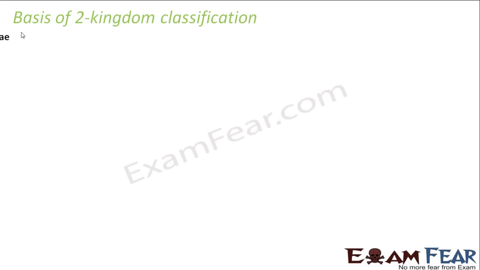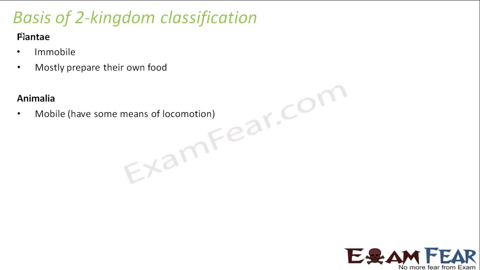So what was the basis of this two kingdom classification? I mean, why did Linnaeus divide everything into two groups, plant and animal? Because he thought plants are immobile, they prepare their own food with the help of sunlight and with the help of the green pigment called chlorophyll. Whereas, on the other hand, animals, they are mobile. They can move from one place to another. They cannot prepare their own food.